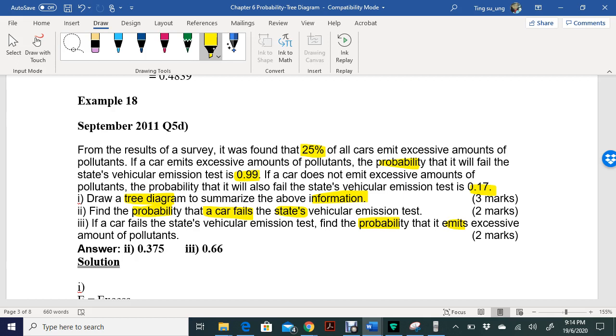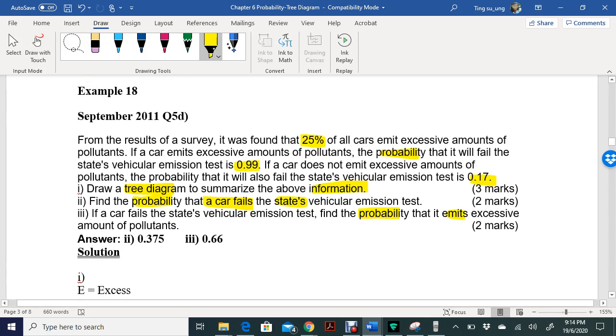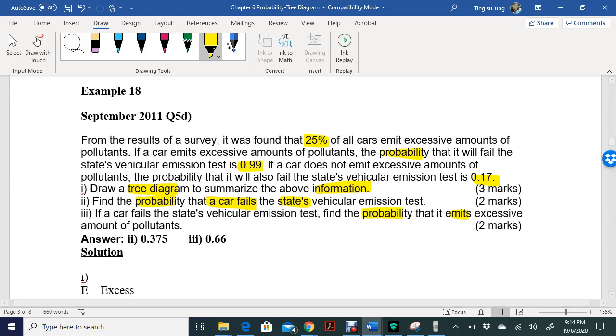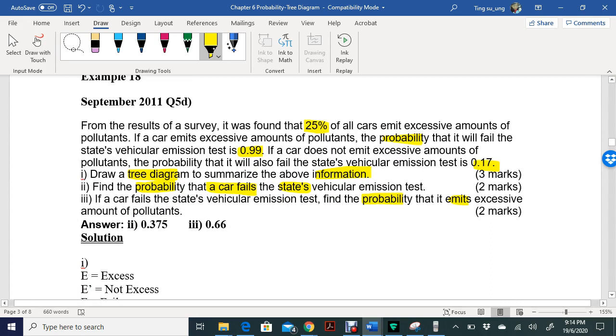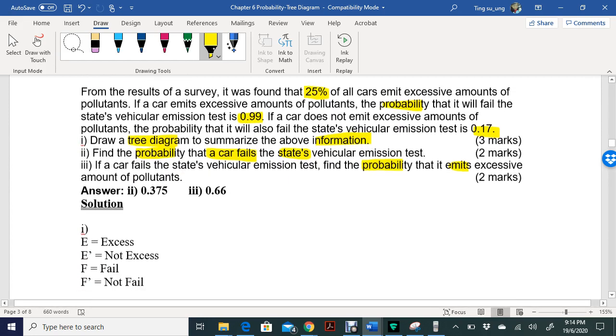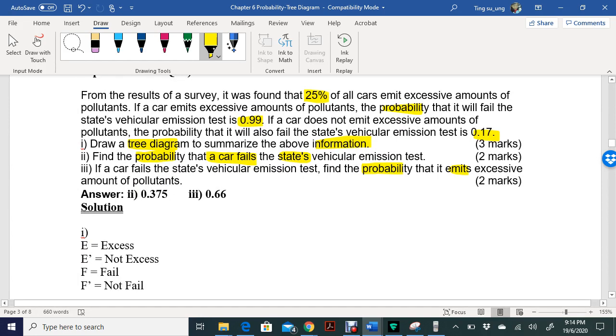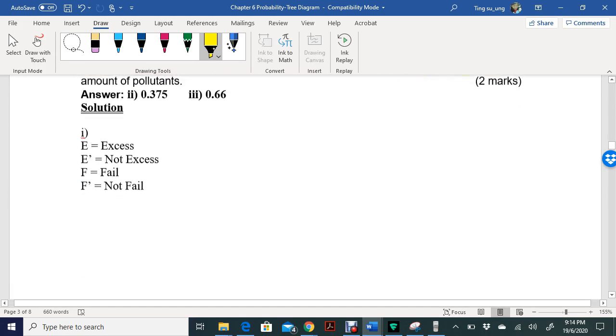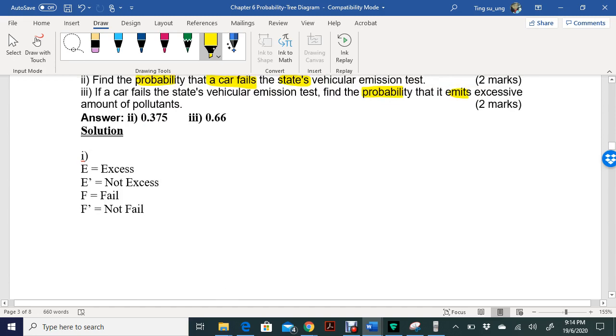Okay, so let's start with the full solution. As usual, get your notation first. In this case, I just put E as excess, then E prime as not excess. Because this is about the test whereby it is fail or not fail, right? After that, I put F as fail, then F prime as not fail. So let's start with the tree diagram.